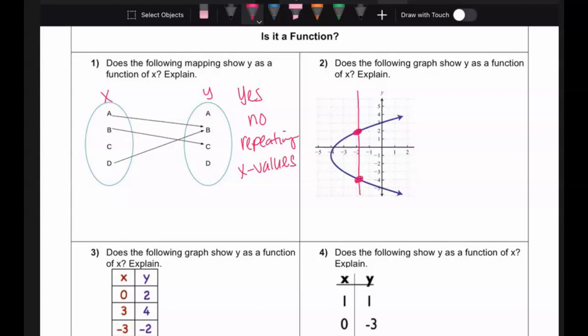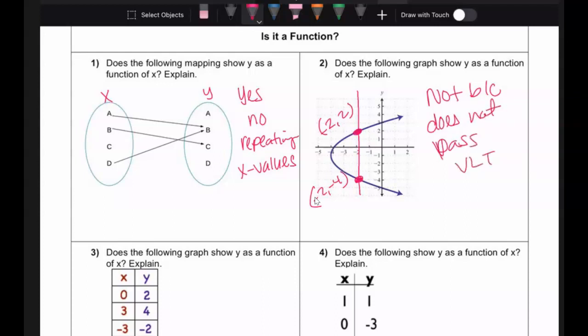And it still follows the same idea that you can't have repeating x's. So if I write this point as a coordinate point, you'll see you'll have -2, 2. And this coordinate point down here is still -2, but it's -4. So -2, -4. Hence, you'll see that you have repeating x values, -2 and -2. So this is not a function because it does not pass the VLT, vertical line test.